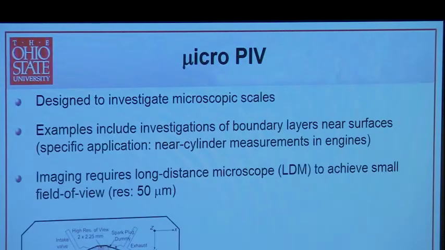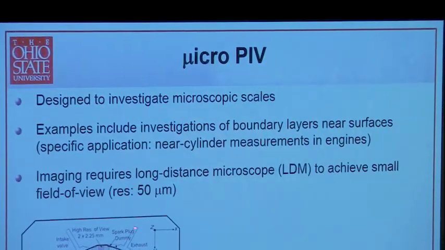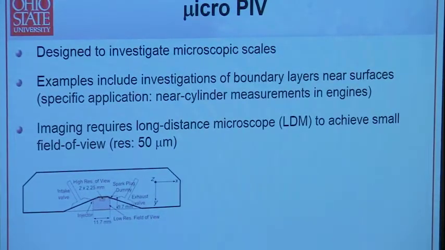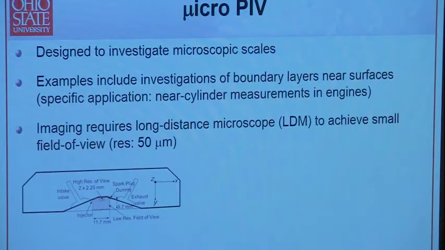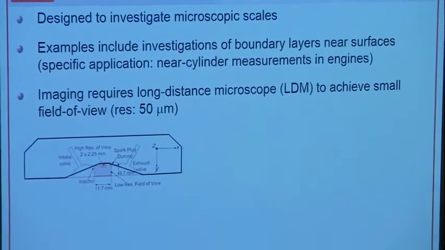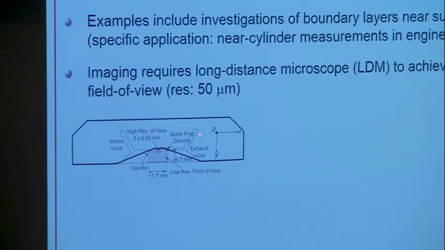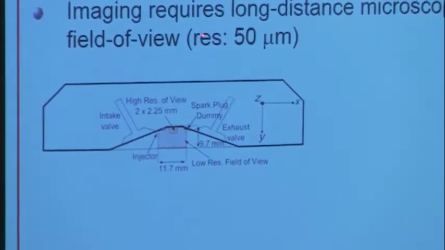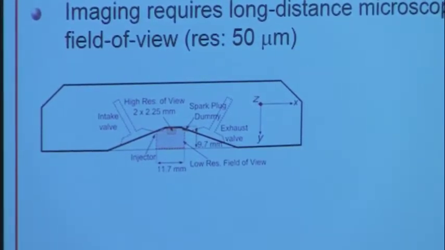Okay? So again, really what this implies is that you put a type of long-distance microscope and you end up going to very high magnification, M's greater than 1. Okay? And so what this allows you to do, this is just an example. I'm going to show just a work out of Fulker-Seek's group, where you achieve small field of view with vector resolution on the order of 50 microns.